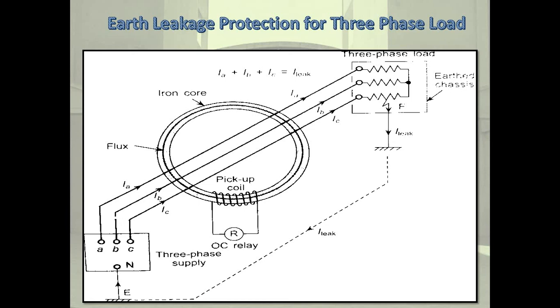Finally, to avoid maloperation due to unbalance in supply or load, the neutral is also fed through the core of the current transformer. So, this is the earth leakage protection for three-phase load. So, earth leakage protection is provided for single phase load as well as three-phase load. So, all this theory is related to the protections using differential relay protection.